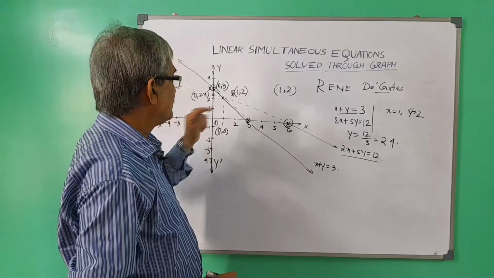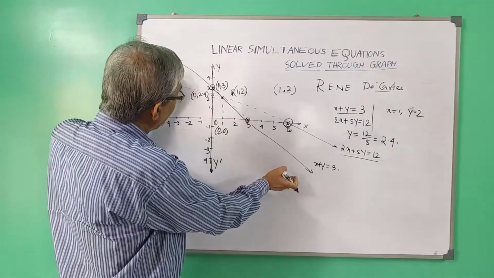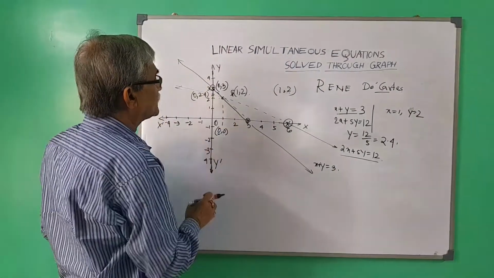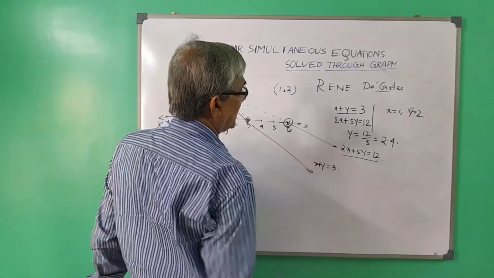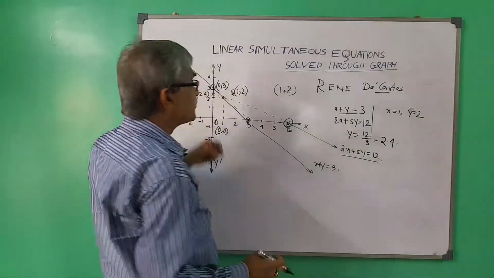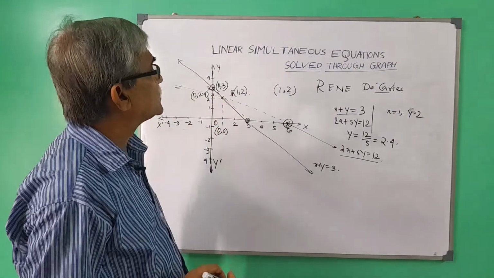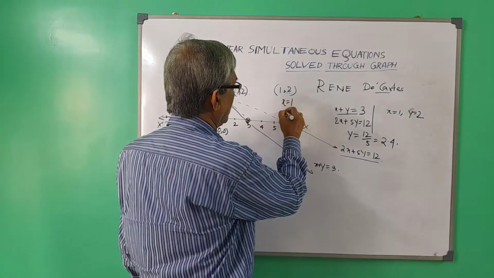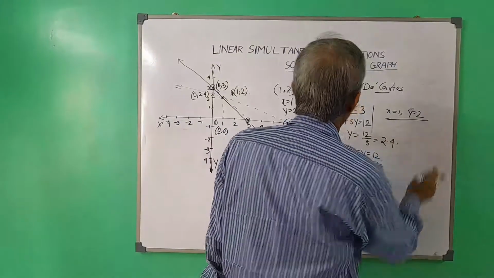Why? Because the point P is lying simultaneously on both equations. P is a point lying on x plus y is equal to 3. As well, P is a point lying on the straight line 2x plus 5y is equal to 12. And the point which lies on both the straight lines is a common point. Its coordinates are going to be the solution. That is the required solution, x is equal to 1 and y is equal to 2. That we have already done by some other methods.